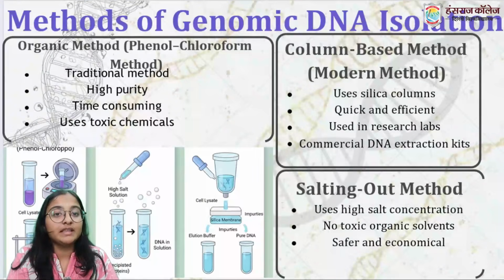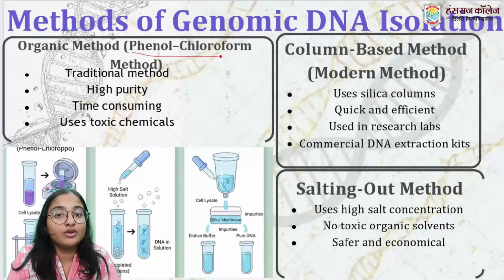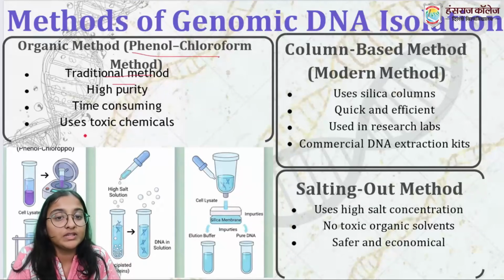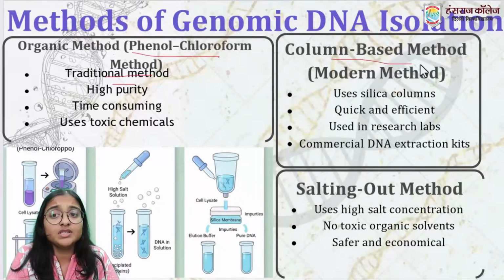Now, there are different methods of genomic DNA isolation. One is the organic method. The one that we discussed right now was the phenol chloroform method. It is a traditional method. We have high purity in this, although it is time consuming and it uses toxic chemicals, but it is the most trusted one.